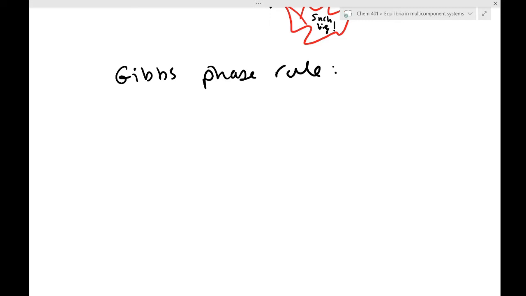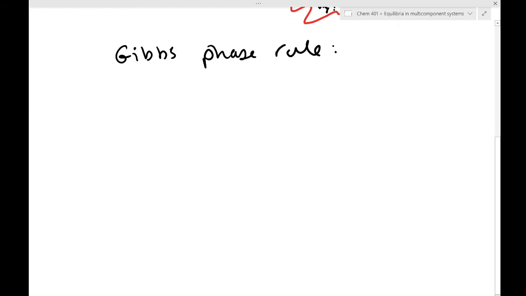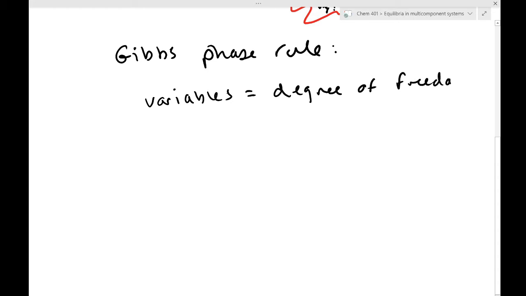The Gibbs phase rule. Basically, what the Gibbs phase rule sets out to answer is how many variables must be specified in order to determine the phase at equilibrium. Okay? So how many variables must be specified in order to determine the phase at equilibrium? In this case, the known variables are equal to what's called degrees of freedom.